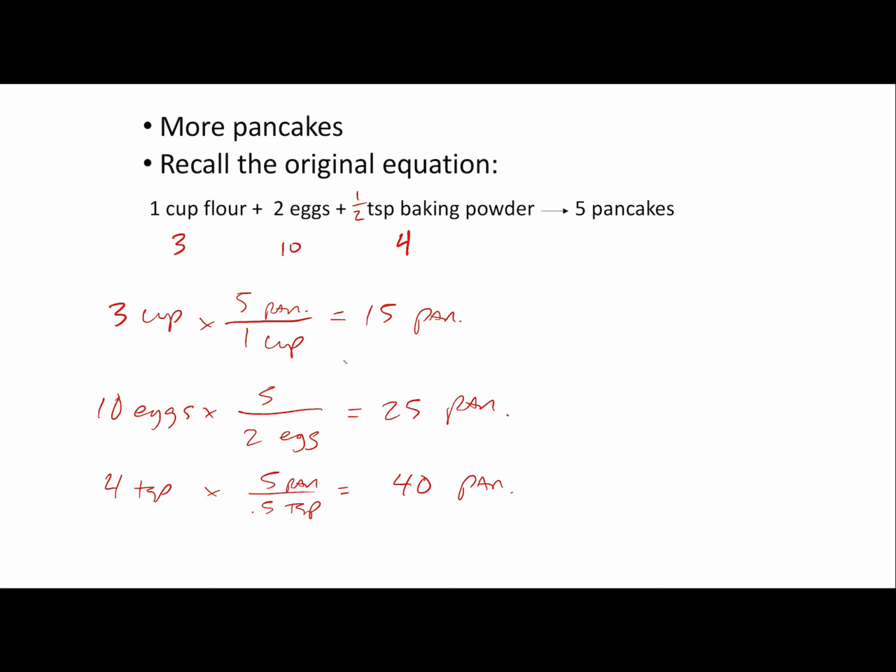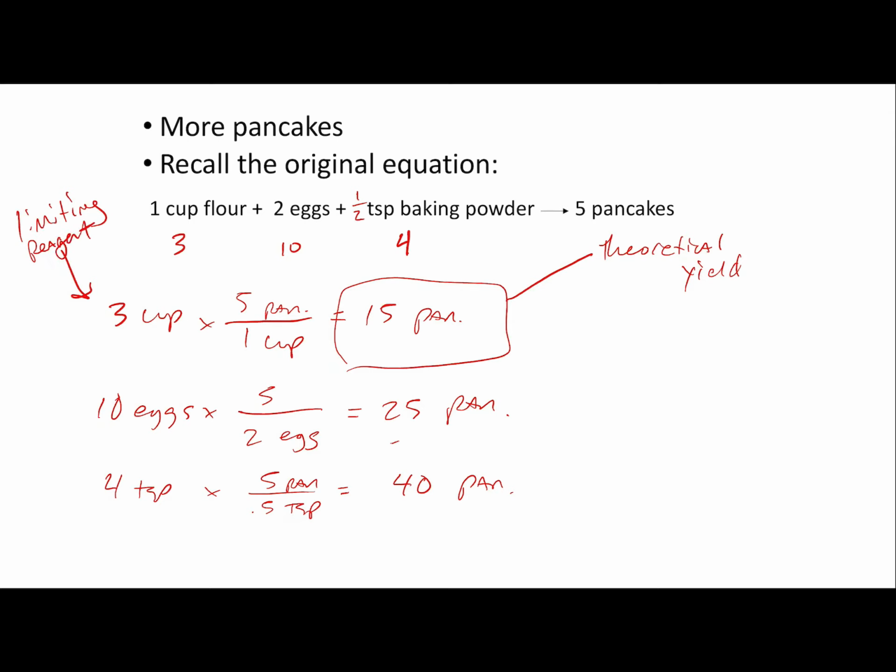We made 15 pancakes. We only had enough flour to make 15 pancakes. So 15 pancakes is what we're going to call the theoretical yield. And we're going to call the 3 cups of flour the limiting reagent or reactant, because it's the one that determines how much we can actually make, what the theoretical yield is going to be. 10 eggs said we could make 25 pancakes, but we could only really make 15.